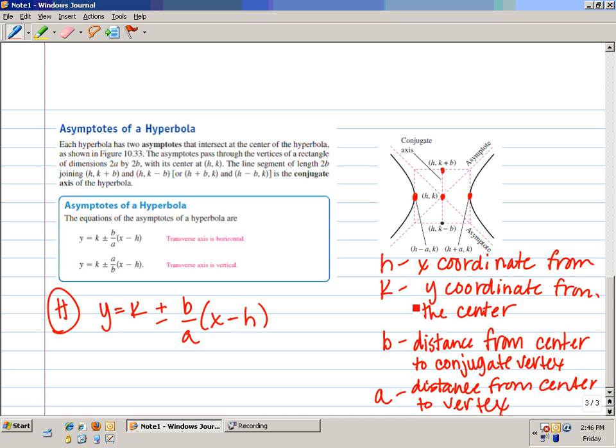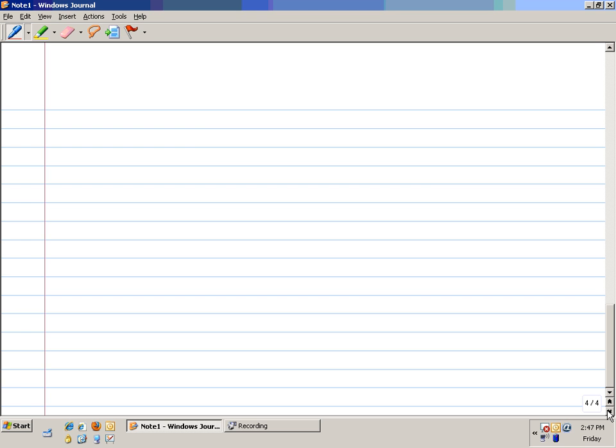From the center, okay? And you just plug these values in, and it helps give you the equation of the asymptote. And we'll look at that in some of the examples that we're about to work. The examples really help solidify the information. So we're going to look at a few of the problems from our classwork.